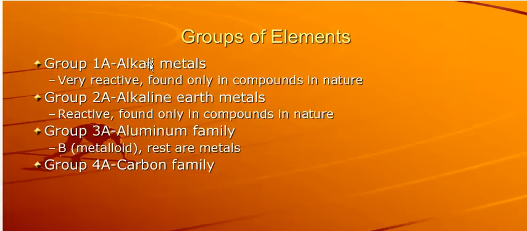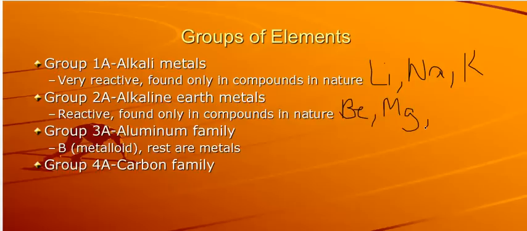So, for example, group 1A is called the alkali metals. These are very reactive. They're found only in compounds in nature. So we're talking about lithium, sodium, potassium, that group right there. Now you're not going to see just a piece of sodium in nature because it's very reactive. So it's found in compounds. Group 2A, alkaline earth. These are beryllium, magnesium, calcium, and furthermore in that group. Just like group 1A, these are very reactive. They're found only in compounds. So you're not going to find a piece of magnesium lying around in a meadow somewhere.